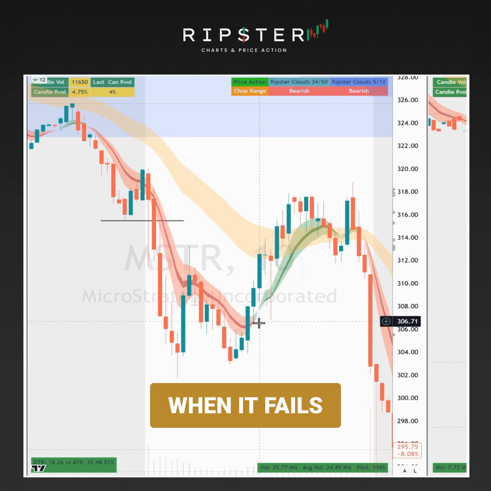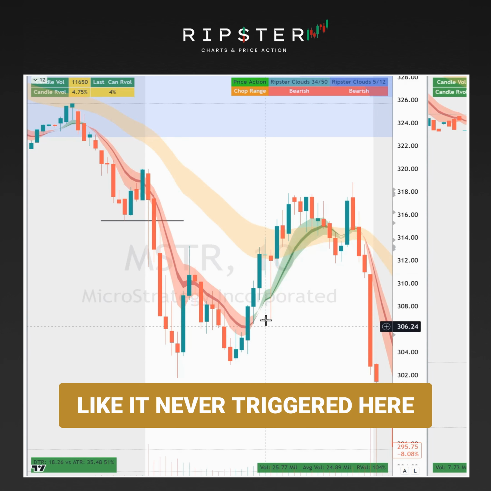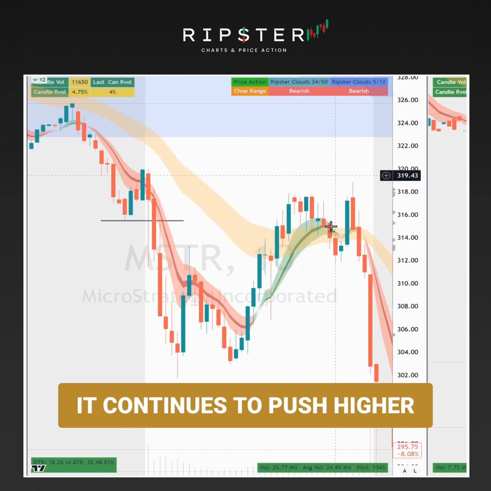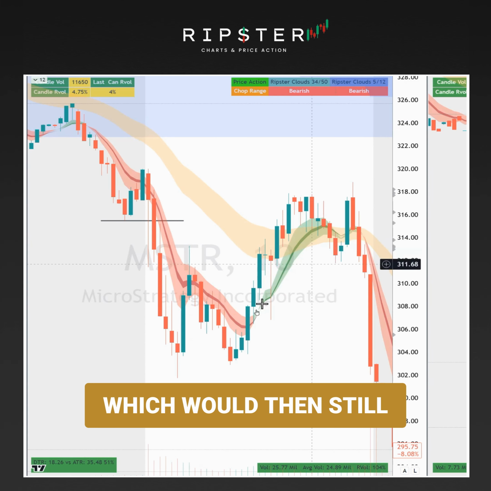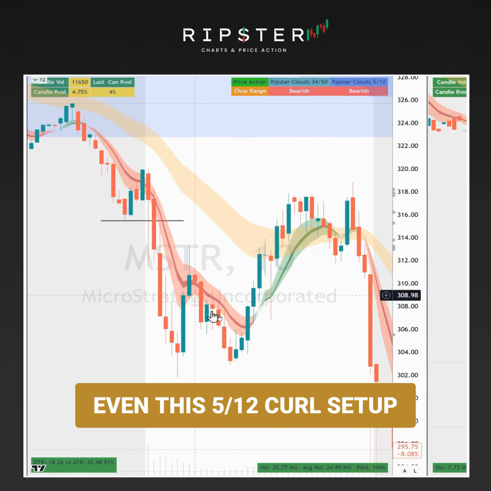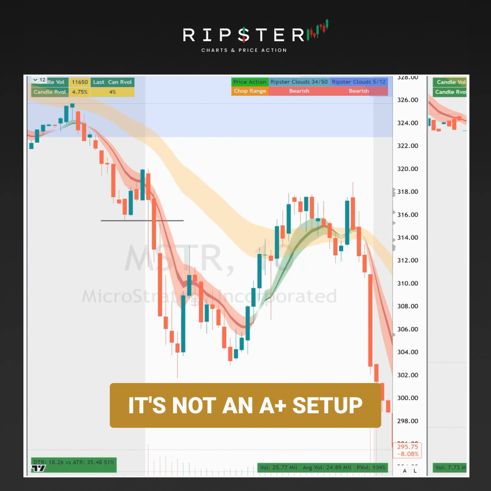When it fails, your losers are small, like it never triggered here, but when it works, your first target is 3450. If 3450 pushes, it continues to push higher, and you stop right out here, which would then still be a profitable trade using Ripster EMA clouds. Understand that it's still under 3450. Even this 512 call setup is a B- curl. It's not an A+ setup.